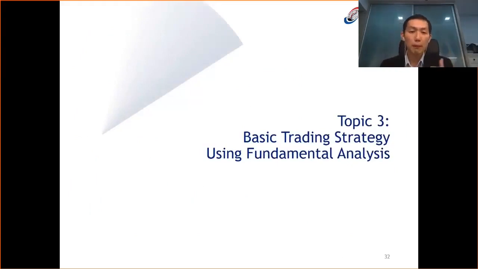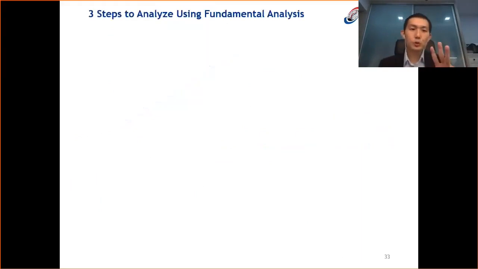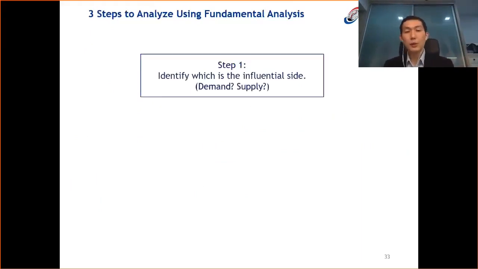Here we are going to apply what we have learned today to analyze an actual market scenario. There are 3 simple steps that you can use to analyze with fundamental analysis. The first one, step number 1: you need to identify the influential side, whether this factor is a demand factor or a supply factor.